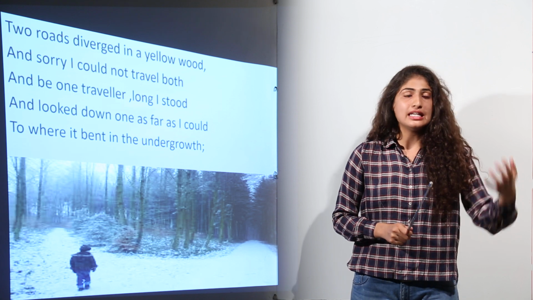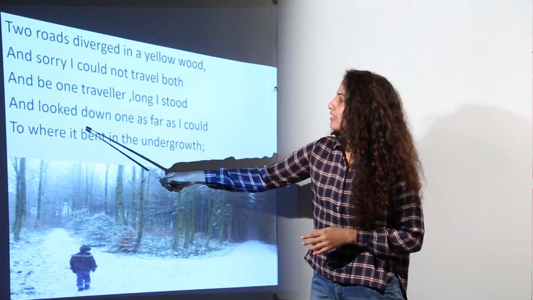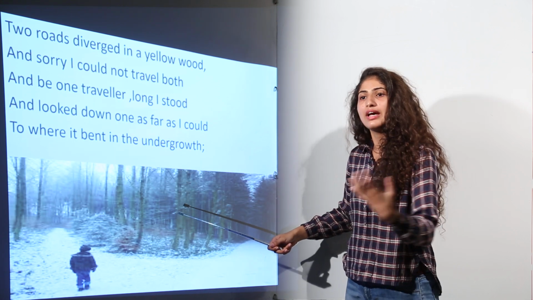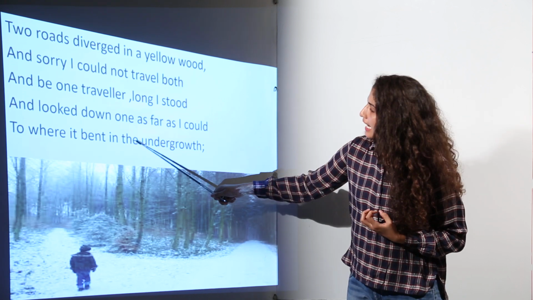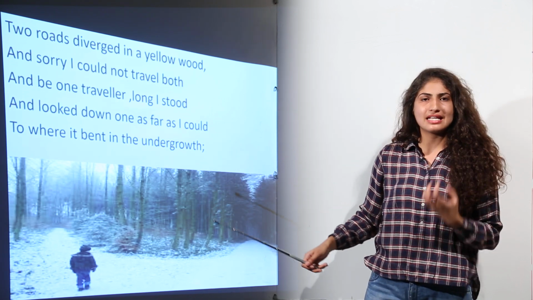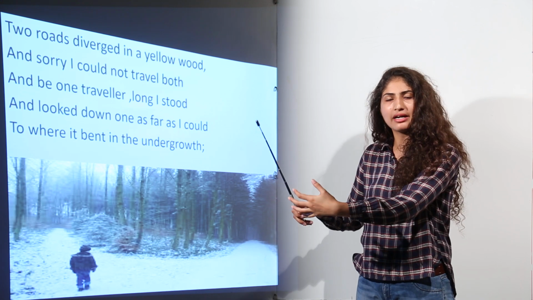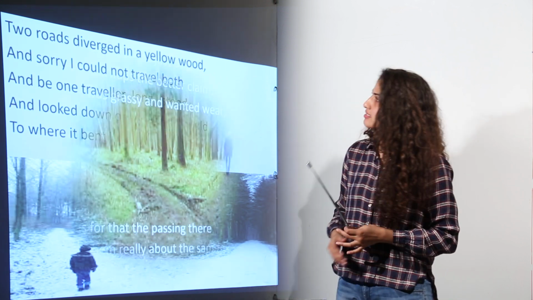He is observing till his vision is blocked, and where his vision is blocked is where it bent. That means where the road turns, where it is bending, there his vision gets blocked. And also in the undergrowth, that is the places where the plants and shrubs are growing, at that particular point his vision is being blocked. Now let us move on to the next stanza.